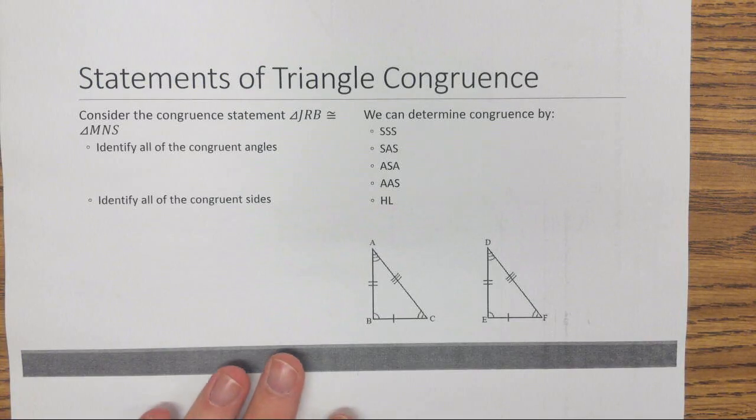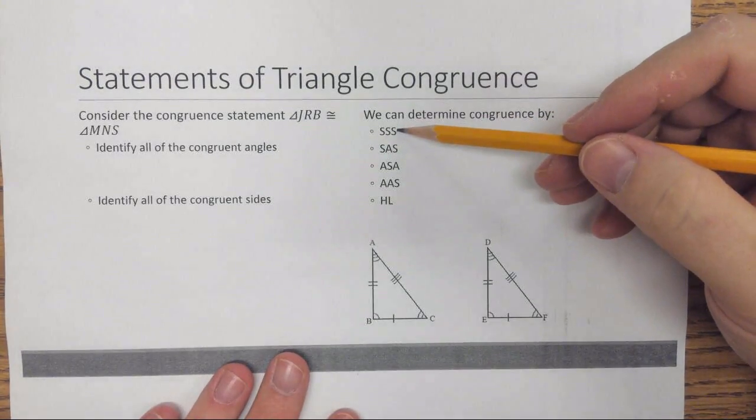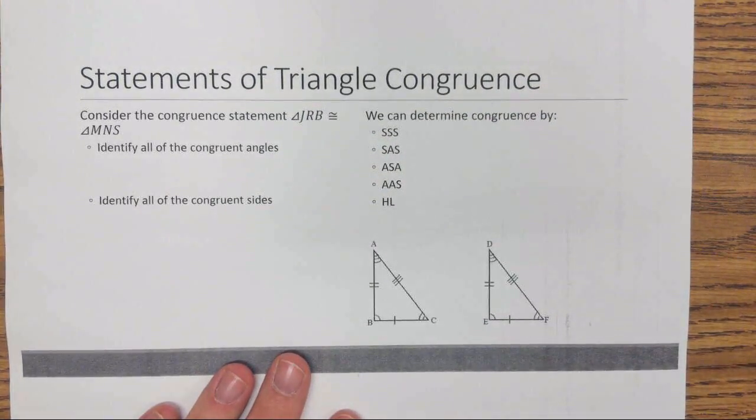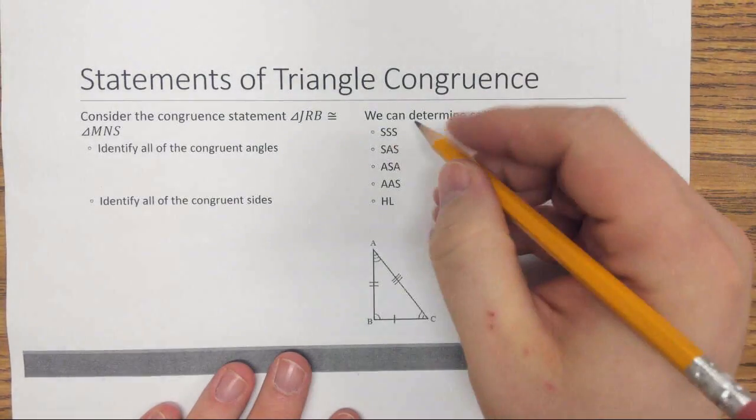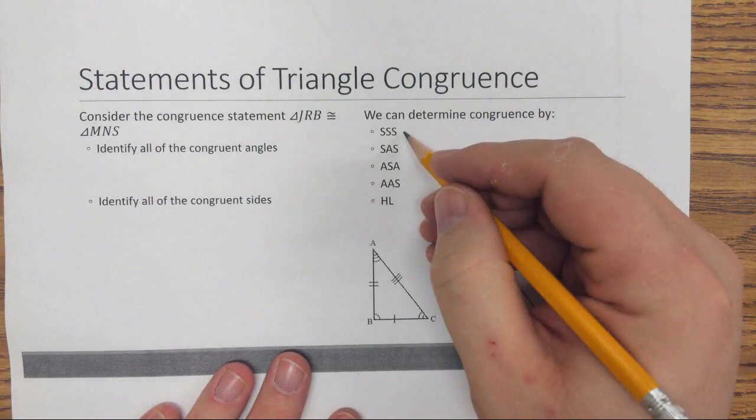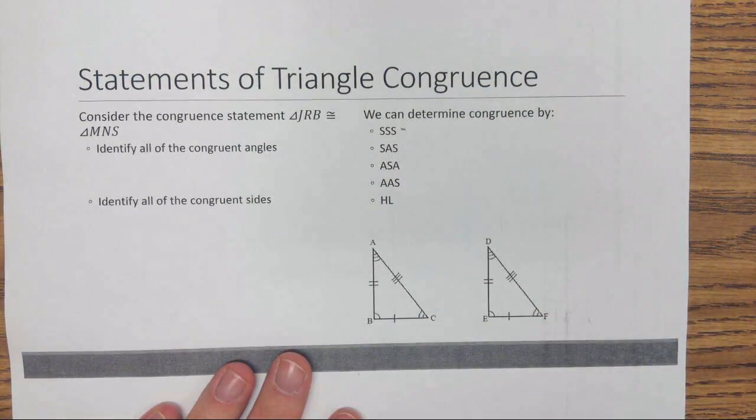In the last video we already talked about one of them, and that was side, side, side. But there's four others that go along with that, okay? And the four are, well, really there's five triangle congruence, so let's just talk about them again.